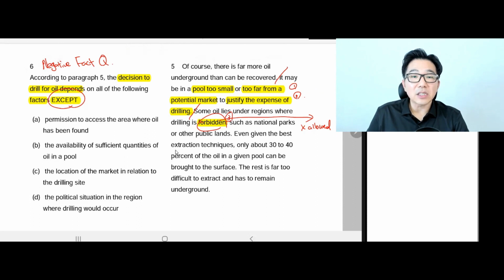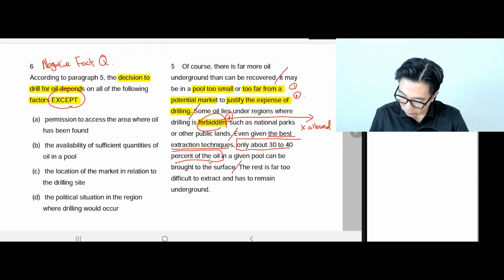Even given the best extraction techniques, only 30 to 40% of the oil in a given pool can be brought to the surface. Oh, that's interesting. So when you drill the oil pool, even if you use the best technique, the quantity you can get is about 30 to 40% of the oil available there on the ground.